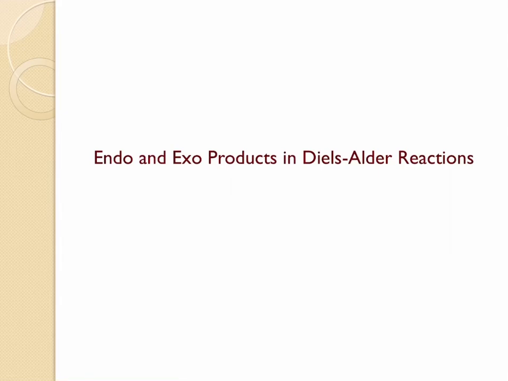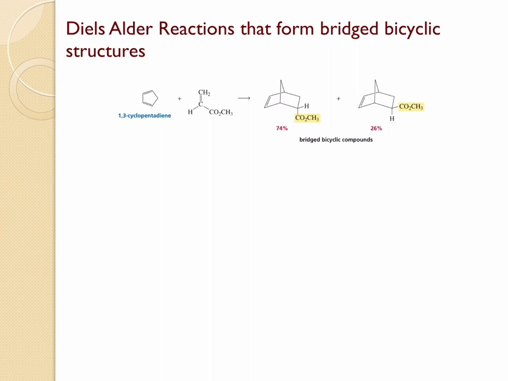Exo and endo products in Diels Alder reactions. Here is the Diels Alder reaction that is happening between 1,3-cyclopentadiene and this dienophile to give us two bridged bicyclic compounds. Let's see how these two products are formed and why this is a major product.